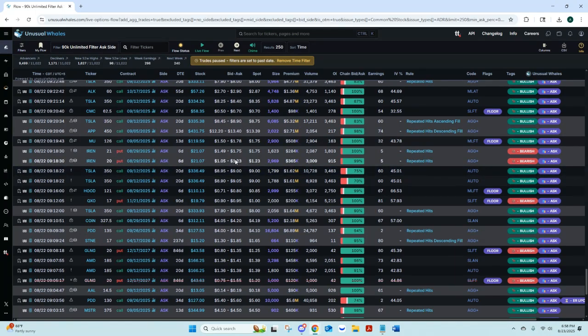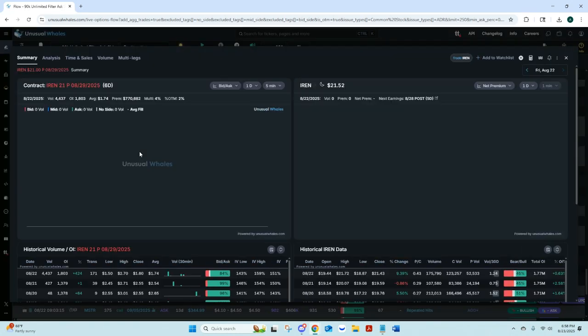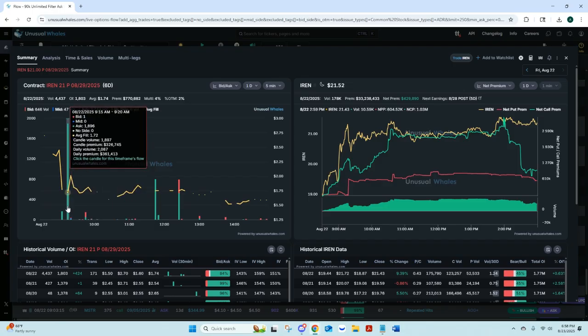So these IREN puts would catch my attention. Coming in back to back like that. Short term, pretty wide spread. You look at these, have to see what happens.